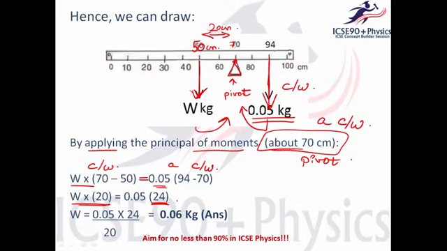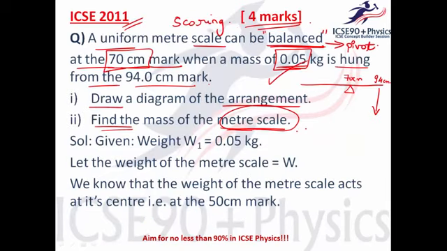As a result, the mass of the meter rule becomes W equal to 0.05 times 24 upon 20, which is nothing but 0.06 kg. So that's going to fetch you 4 marks straight away, a very easy concept for one such question asked in ICSE 2011. It is a very scoring numerical indeed. So please remember this.